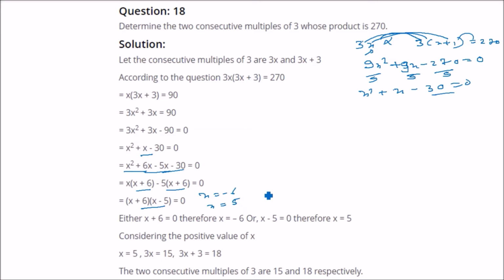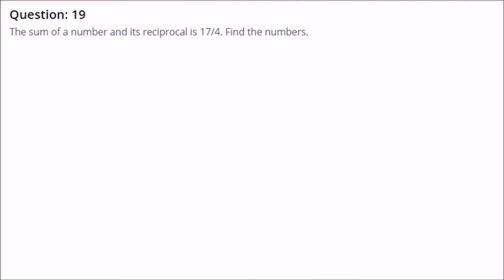So x will be equal to minus 6 and x will be equal to 5. If you take minus 6, the numbers will be 3 into minus 6 and 3 into minus 6 plus 5. So 3 into minus 6 is minus 18 and minus 6 plus 5 is minus 1, and 3 into minus 1 is minus 3. So these are two numbers. If I take x equal to 5, it will be 3 into 5 and 3 into 5 plus 1. So 3 into 5 is 15 and 5 plus 1 is 6, 3 into 6 is 18. So minus 18 and minus 3, and 15 and 18 are the solutions.